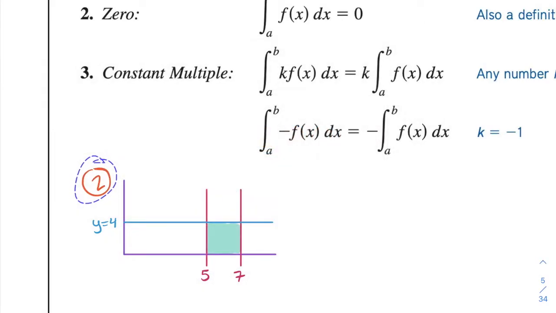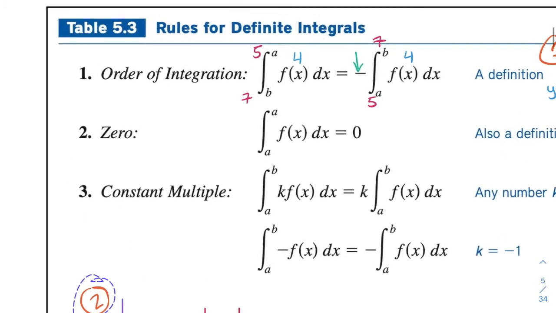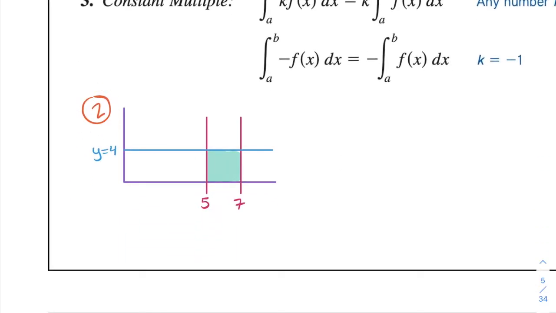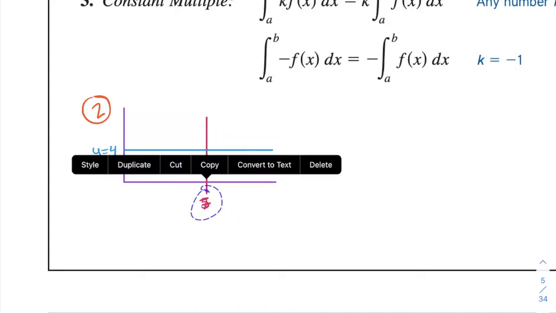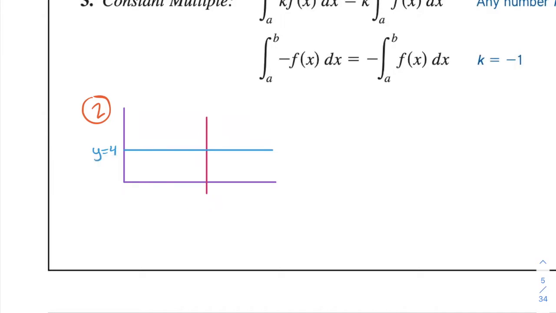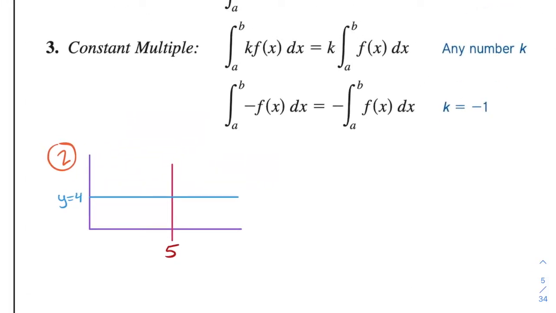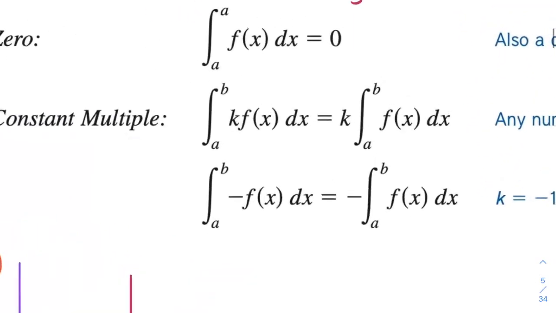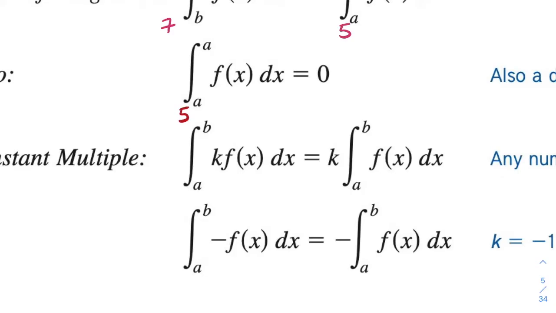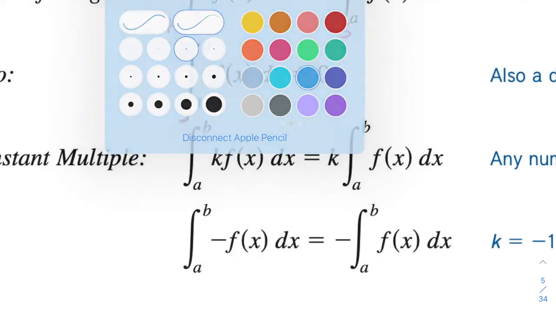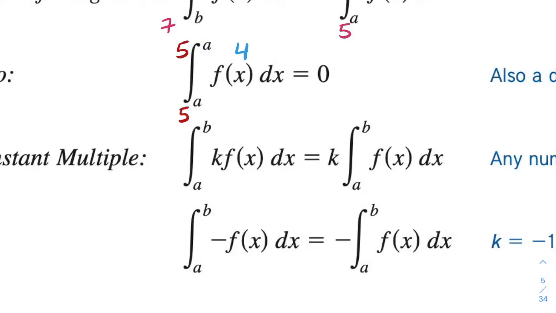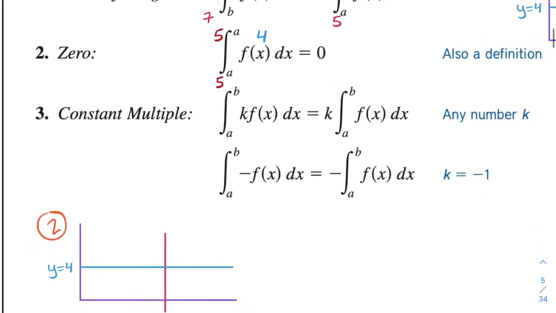All right, so number 2, the zero rule. If I were to move this over to 5, from 5 to 5, notice there's no thickness at all. There's no rectangle. There's no figure there. So there's actually no area there. So if we go from 5 to 5 of y equals 4, the answer is just going to be 0 because there is no thickness to that.